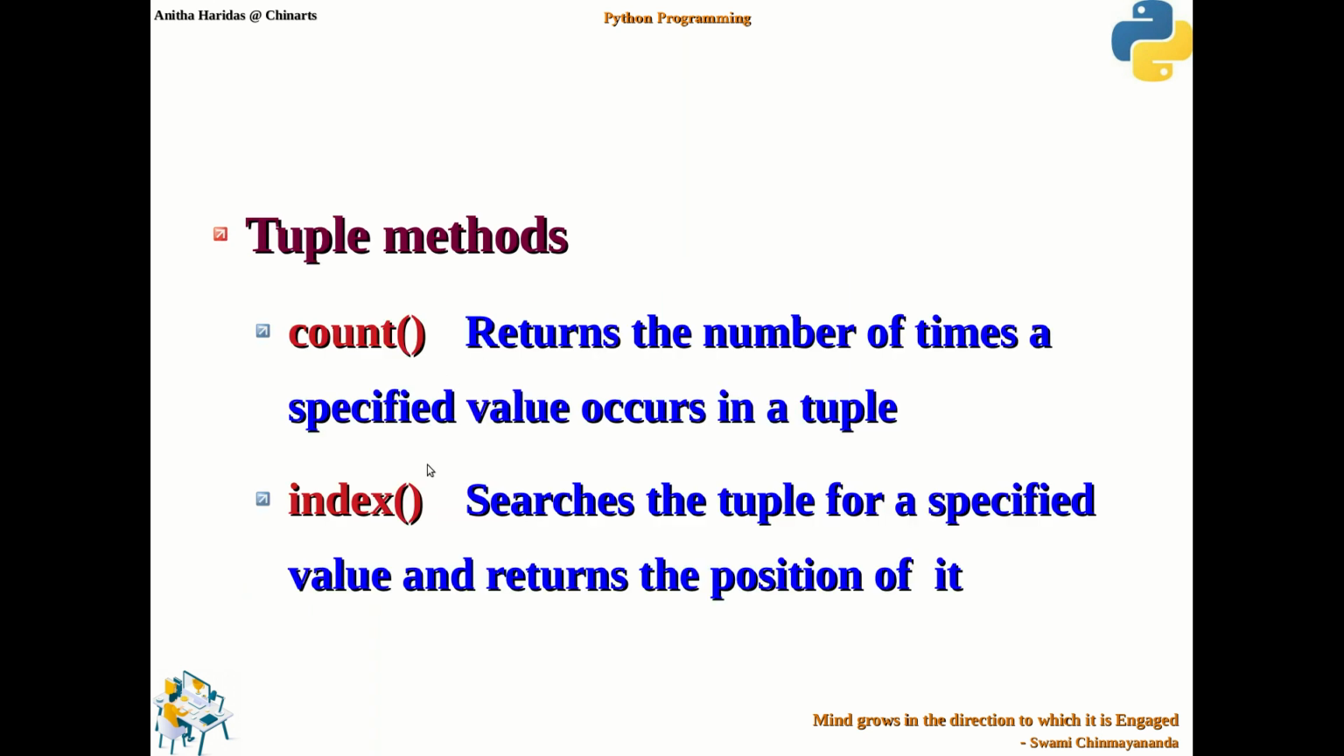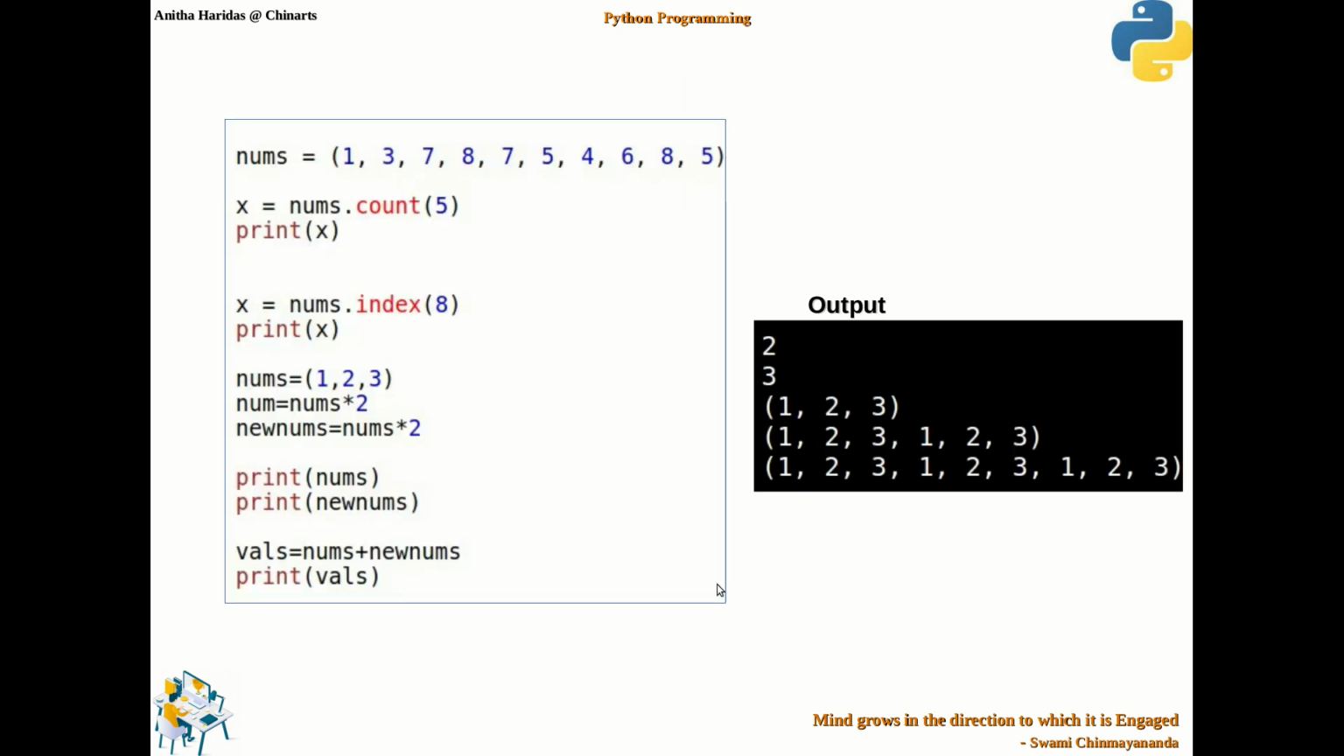Then these are the two methods available in tuple. One is the count method, the other one is index. The count method, you know, returns the number of times a specified value occurs in a tuple. So if you pass a value here, how many times that value is repeated in the tuple will be specified. Then index will search the tuple for a specified value and return the position of that particular value, right? So in which particular index number it is available. Let us see the example, then it will be more clear for you.